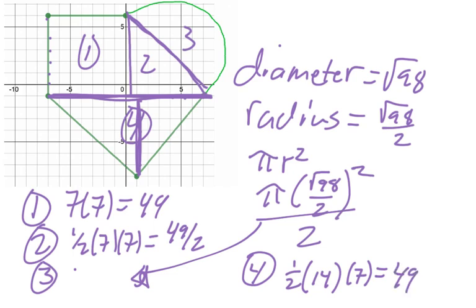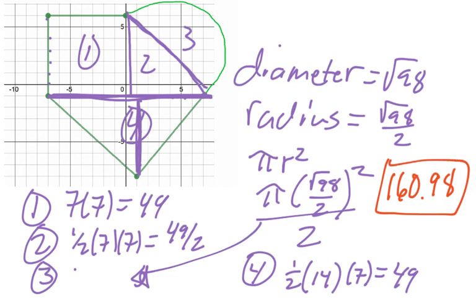So now we just add up all of these areas. So when we add up all these areas, we get 160.98 square units. So the area of the shape that's given is 160.98 square units, and that's rounded.